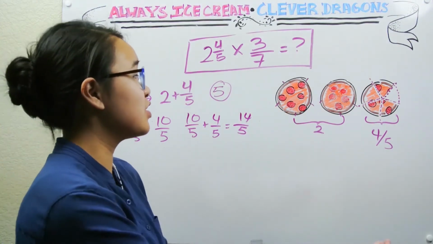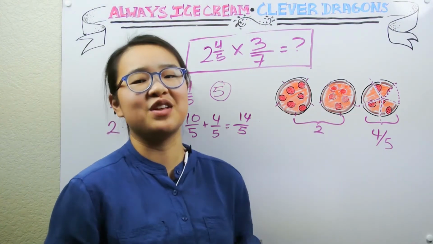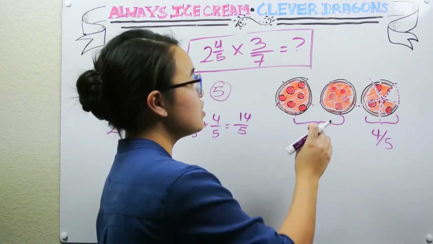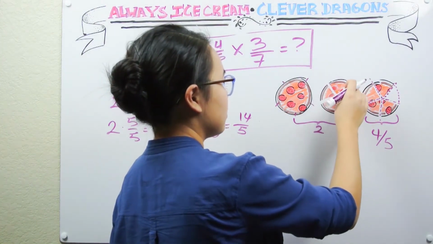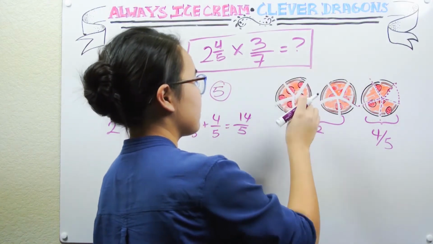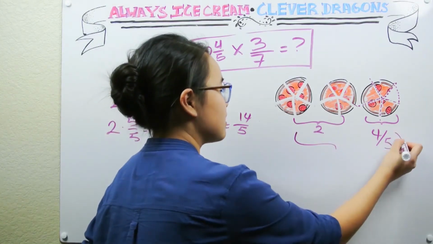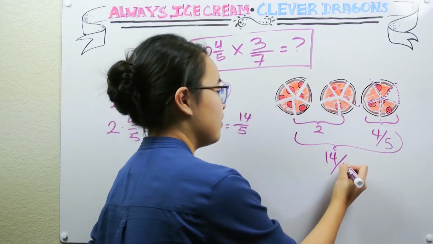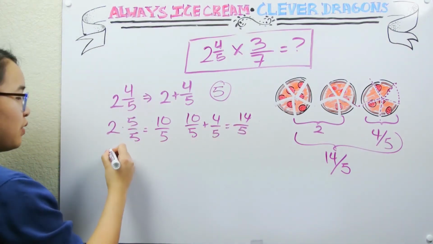So to think of this visually, imagine that we had 2 whole pizzas plus 4/5 of a pizza. What we can do is cut up the whole pizzas into fifths, and then we can just count up the sections, and everything gives us 14/5.